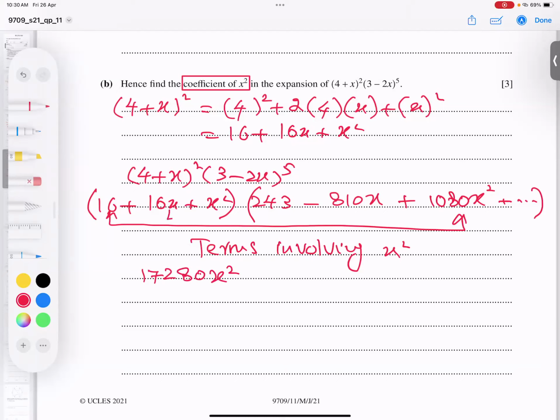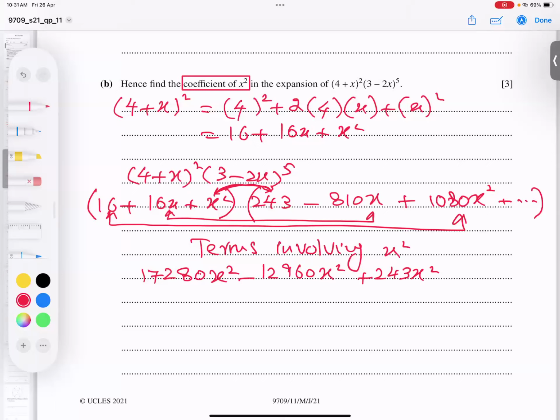Now, this x multiplies with this x, because x times x gives you x squared. So 810 times 16, and make sure it is negative, gives 12960 x to the power 2. And for the last term, this one and this one multiply, I get plus 243 x to the power 2. Now take all the coefficients: 17280 minus 12960 and plus 243.